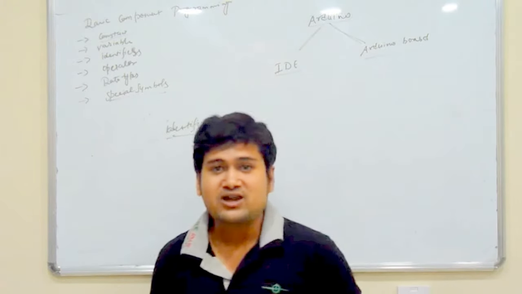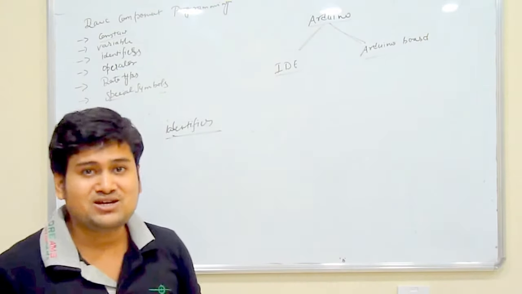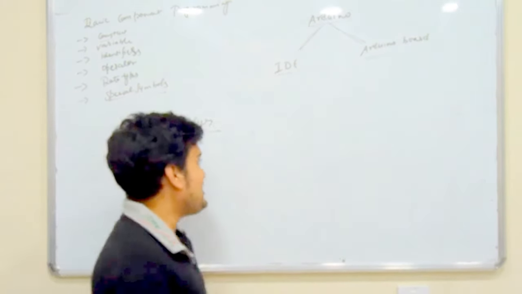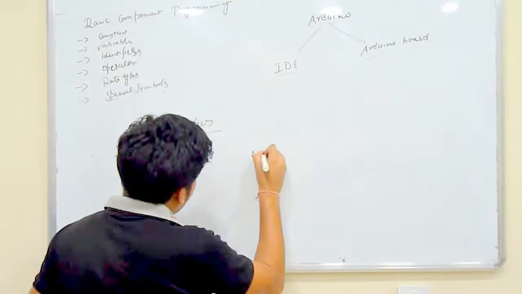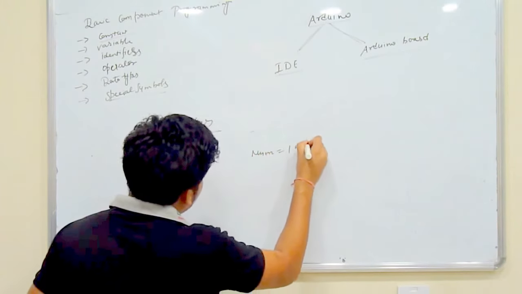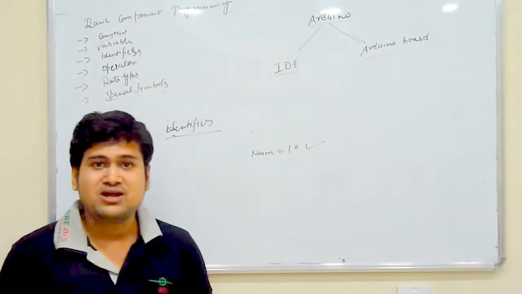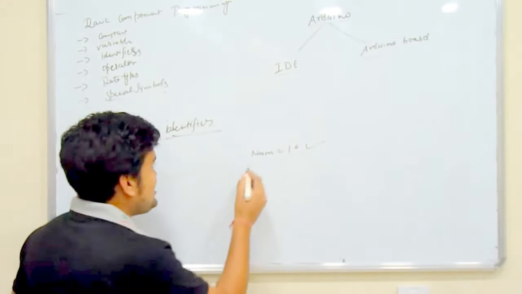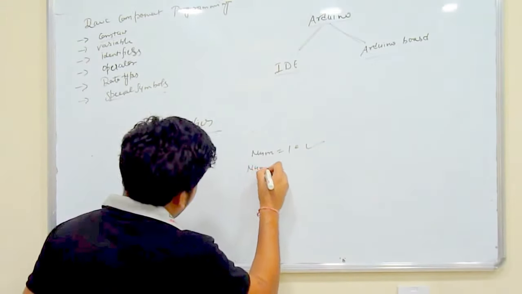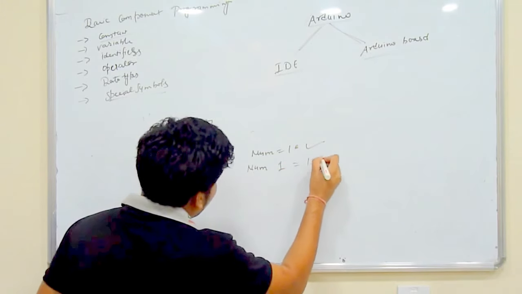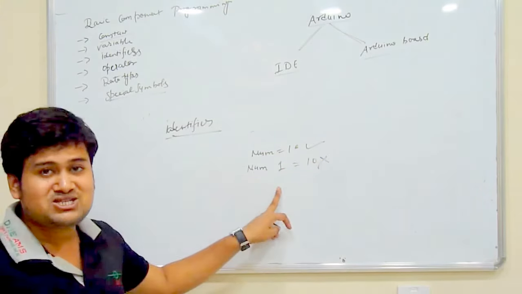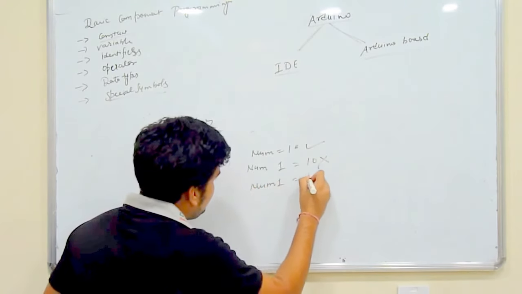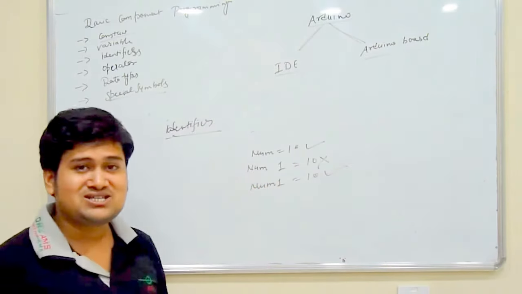Your identifier name should start with a letter only. Suppose I have written number equal to 10. This is the right concept. Next, your identifier should not contain any space. Suppose I am writing number 1 equal to 10. This is wrong because it contains a space. So you can declare it like this. This is the right concept.